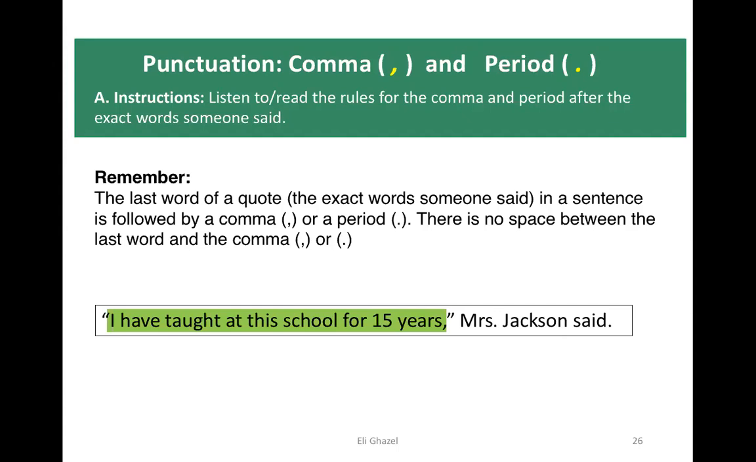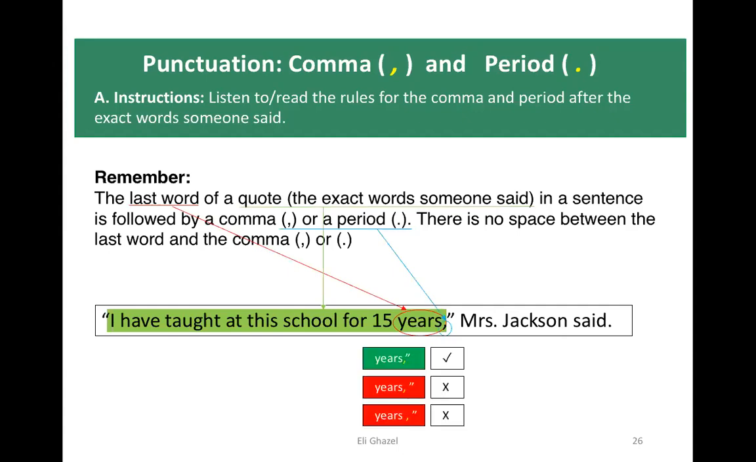So let's look at what we've got here. "I've taught at this school for 15 years," Mrs. Jackson said. The last word in the quote is years, but because it's not at the end of the sentence, the quote is followed by a comma. Now, remember, years, comma, quotation. Not years, comma, space, quotation. Not years, space, comma, space, quotation. Only the first one is correct.